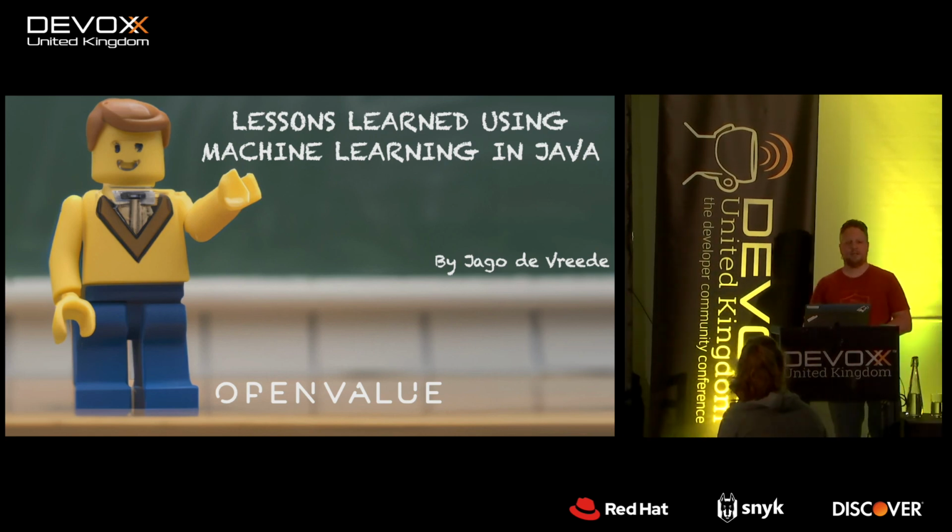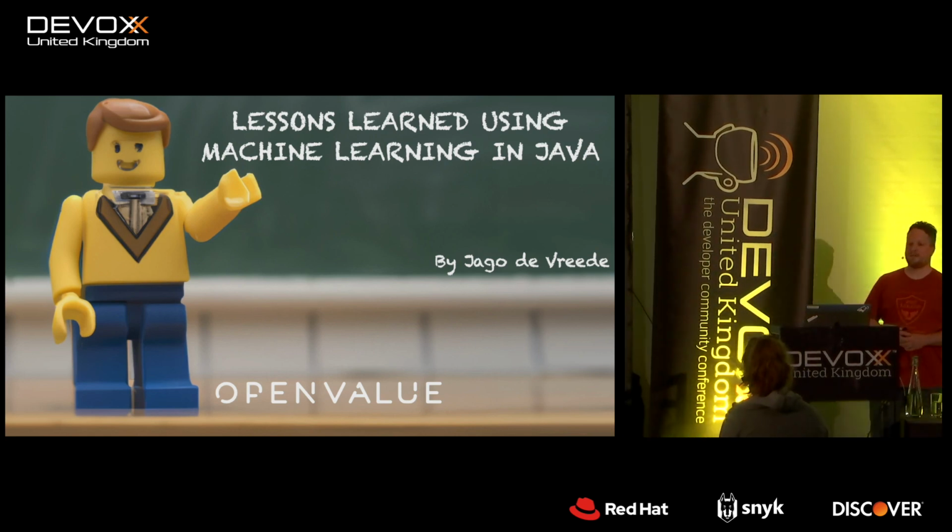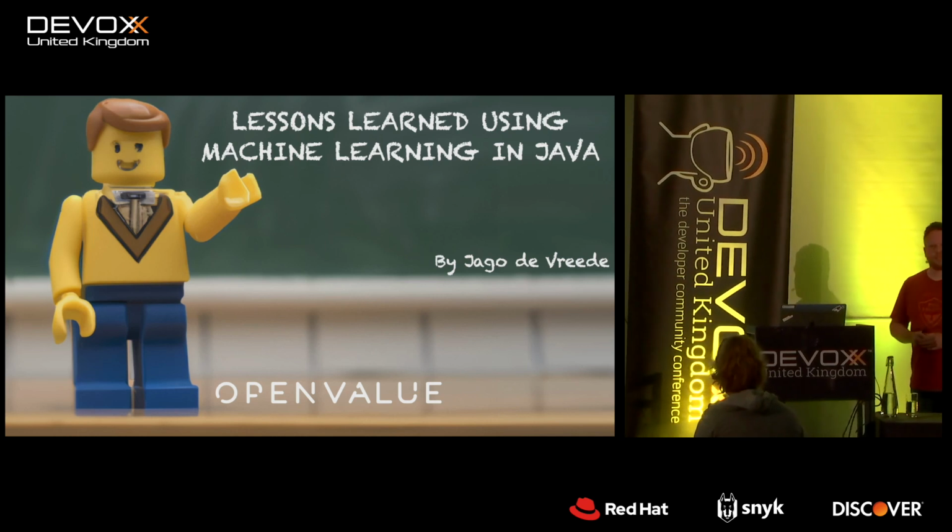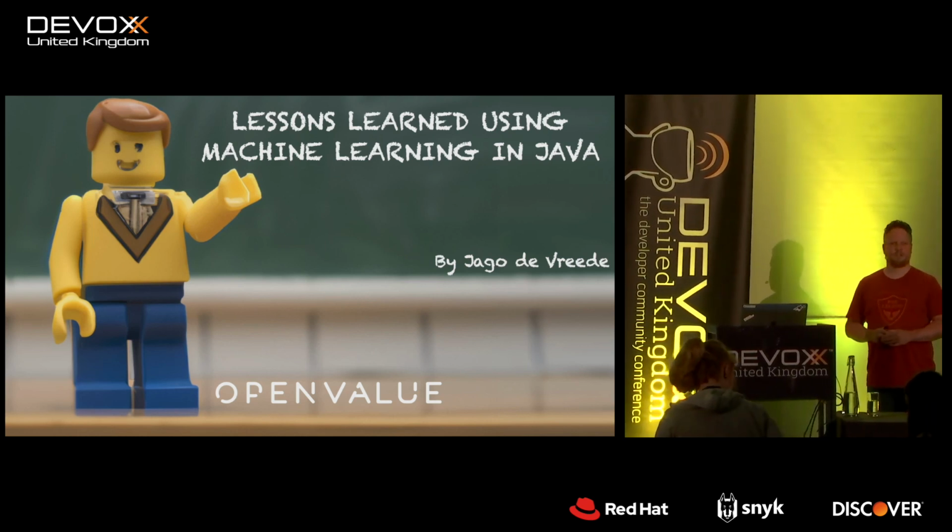My name is Jago de Vreede and I work for a consultancy company in the Netherlands called Open Value. And this talk has nothing to do with what I do in my day-to-day job, and has everything to do with my son having too much Lego.